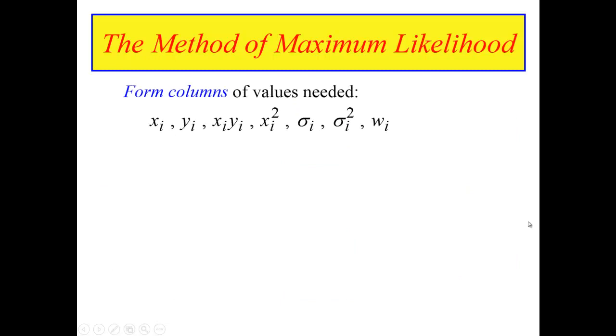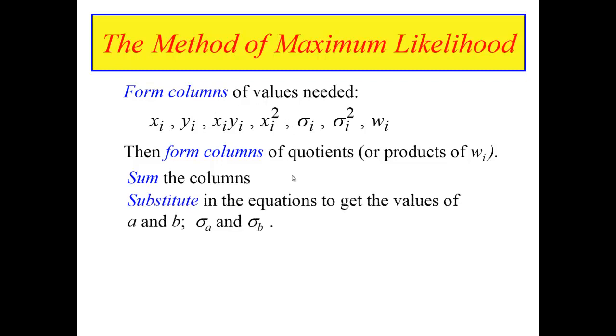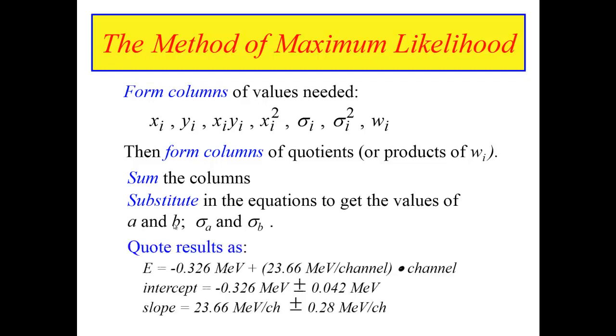So in order to do that, which is what I'm asking you to do for one of your homework problems, once you're given the values xi, yi, and sigma i, you'll form columns of all the values that are needed in evaluating those sums. Then each of the columns will have these products or quotients, and then you'll sum up the columns because each row within that column represents one particular data point and the values of these quantities for each of those data points. So you sum those columns up. Those will give you the summations that you need, and then we substitute those into the equations to get the values of A and B, and of course sigma A and sigma B.